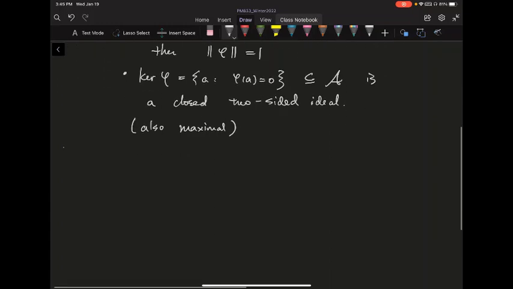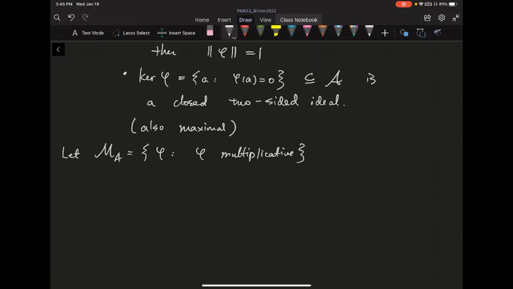So let's let M of A be all the multiplicative functionals phi, where phi is multiplicative. And we can consider these as a subset of the dual space of A. A lot of the time we also call this the maximal ideal space.